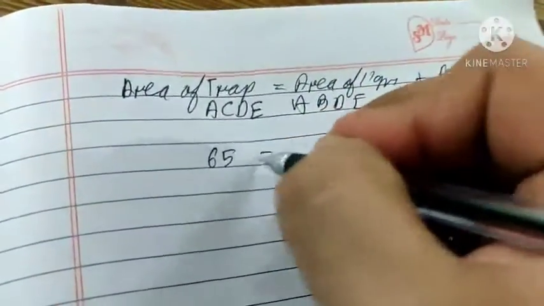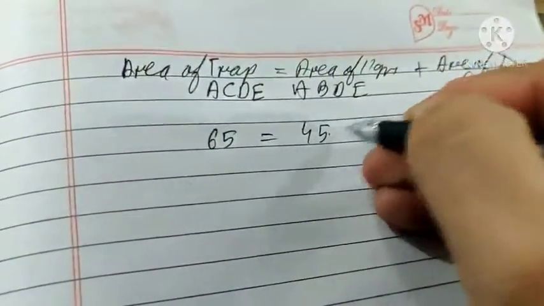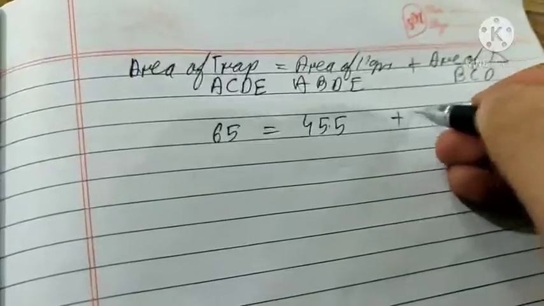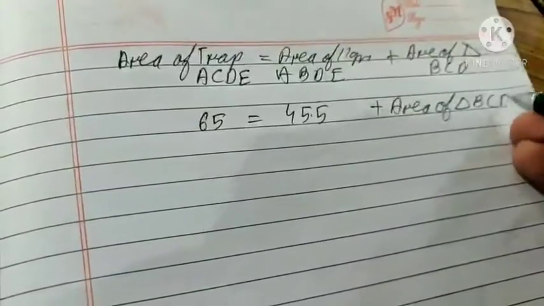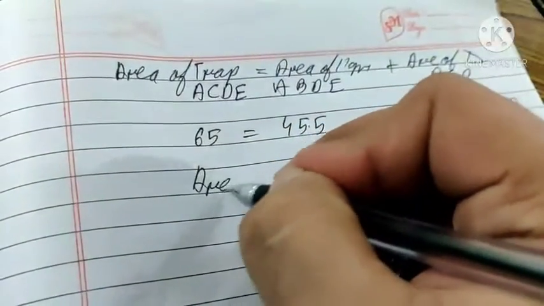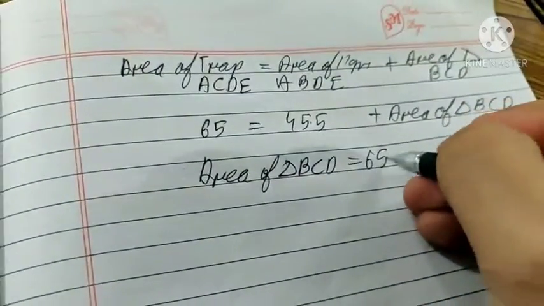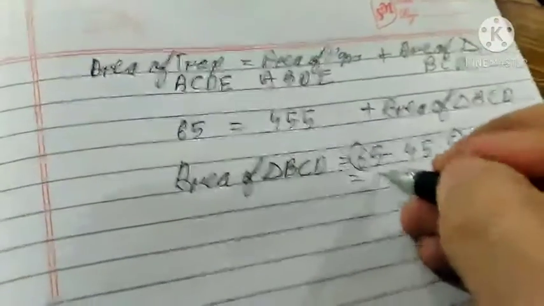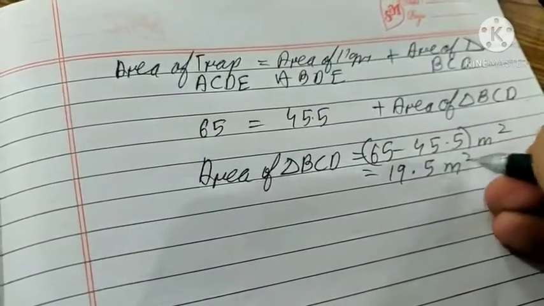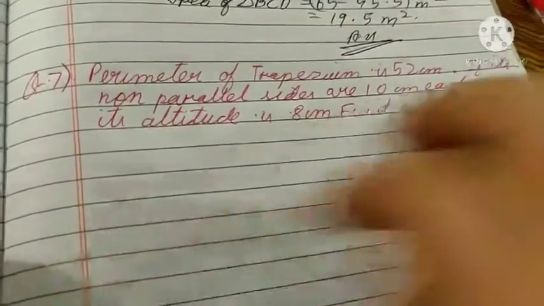So area of trapezium ACDE was 65 meters square, is equal to area of parallelogram, which came out to be 45.5 meter square, plus area of triangle BCD. So area of triangle BCD will be 65 minus 45.5 meter square. This will be 19.5 meter square. This is our answer. Now this is our next question.